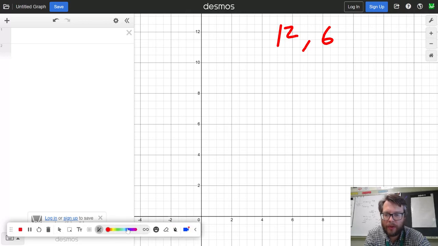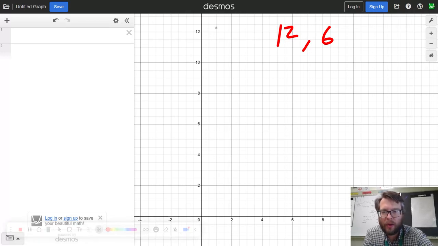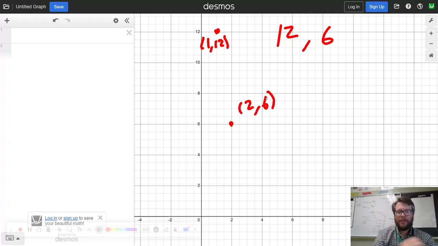Putting a dot right here at (1, 12). What I'm saying is the first term is 12, and then putting another dot right here at (2, 6). The second term is 6. And now if I asked you what comes next, you should say, I don't know, because I don't know what kind of pattern it is. It could be a geometric pattern, it could be an arithmetic pattern, it could be some other type of pattern. So there's no way to know given just the first two terms.